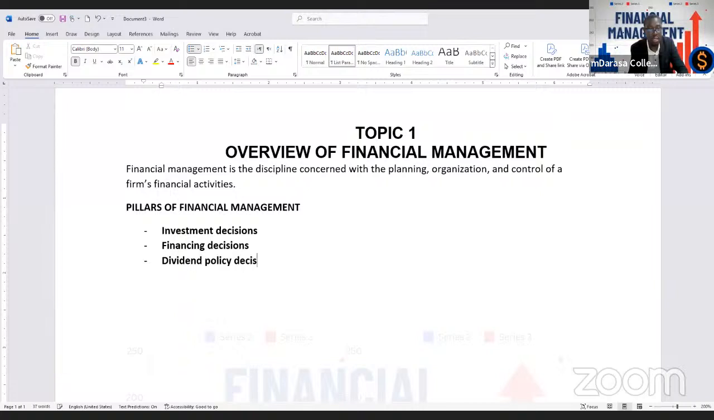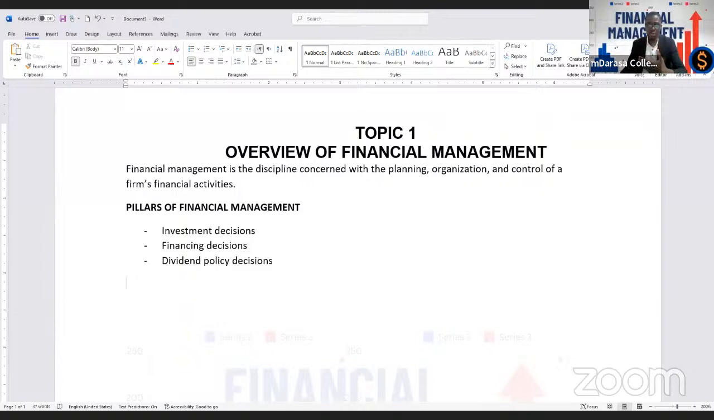And if you are keen enough, you'll find that these key pillars are also part of the topics that we'll be covering in financial management. If you're keen enough, you realize that the pillars that you're talking about here will also be part of the topics that we'll be covering as we dissect this concept of financial management.